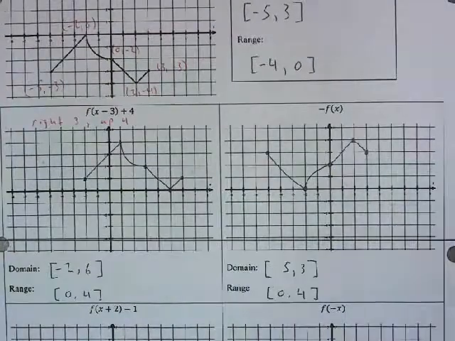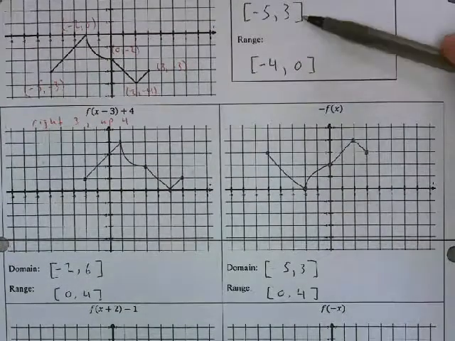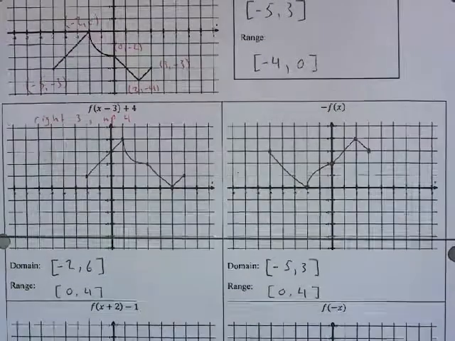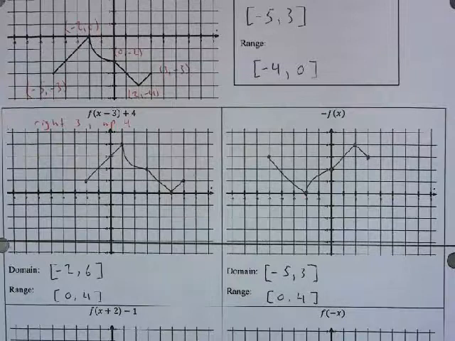All right, so let's see. What happened to the domain? Well, nothing, because all we did was take the opposite of our y values. We didn't change our x values at all. So if it's just a reflection over the x-axis, the domain stays the same.